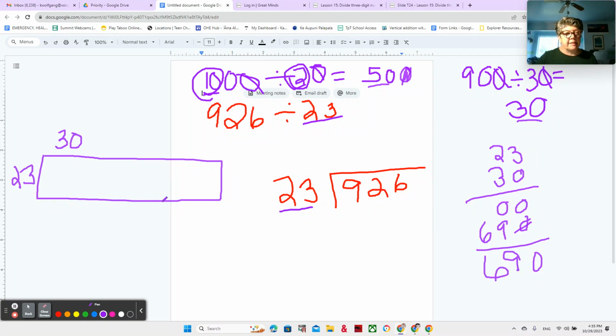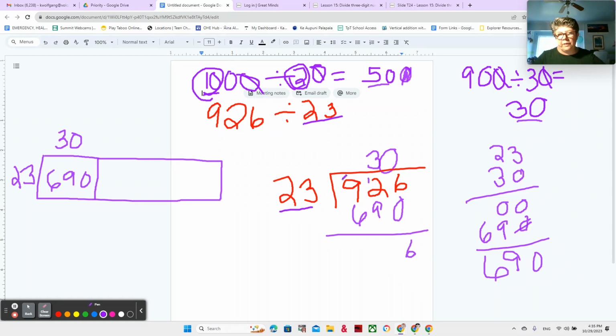All right, and that's less than 926, so we can take that part out. Now, if we were going to model that as the standard algorithm, we could put a 30 here, and we could put our 690 here. And then we could just see how much we have left, right? 6 minus 0 is 6. Be careful with your subtraction, right? Not 9 minus 2, but 12 minus 9. That's 3. And 7 minus 6 is 1. So we have 136 left.